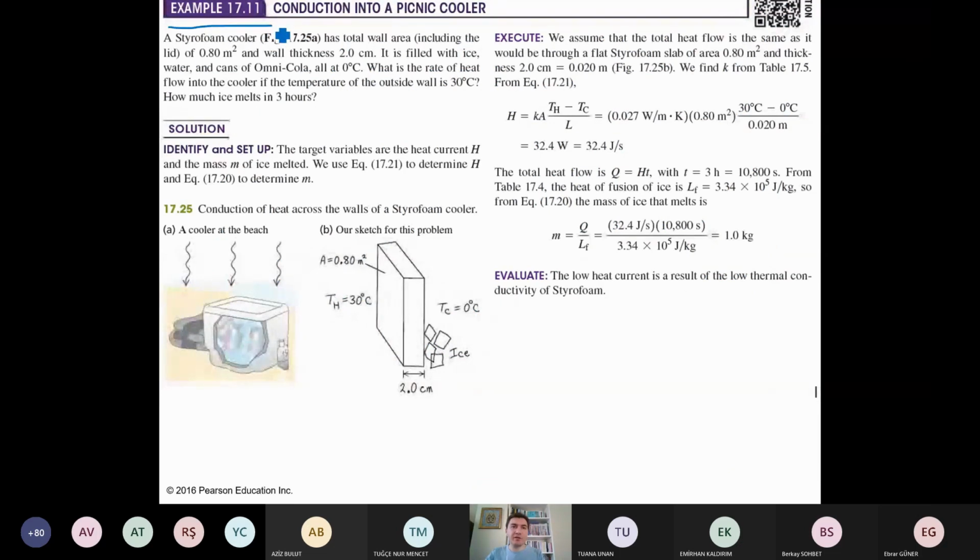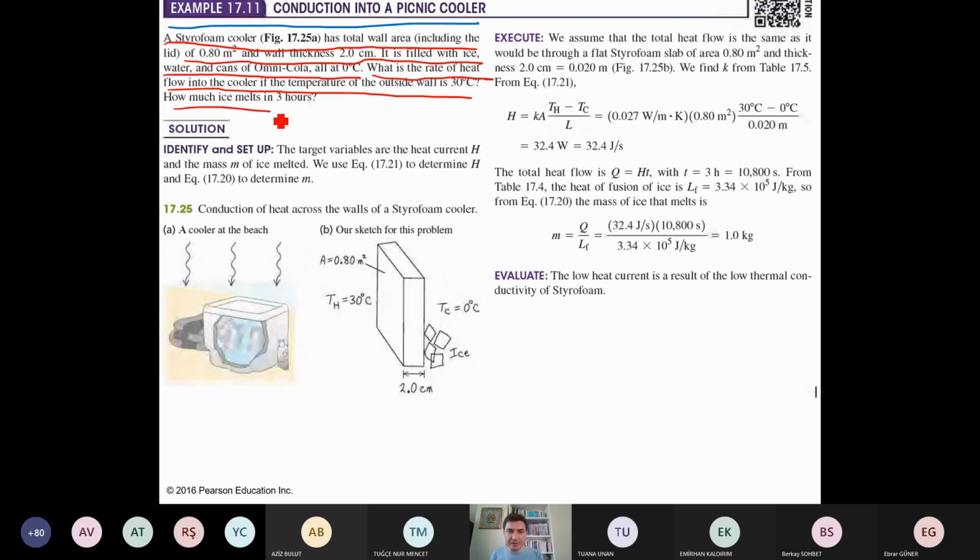Example 17.11, conduction into a picnic cooler. A styrofoam cooler has total wall area, including lid, of 0.8 meters squared, and wall thickness is 2 centimeters. It is filled with ice, water, and cans of Omni Cola, all at 0 degrees Celsius. What is the rate of heat flow into the cooler if the temperature of the outside wall is 30 degrees Celsius? How much ice melts in 3 hours?